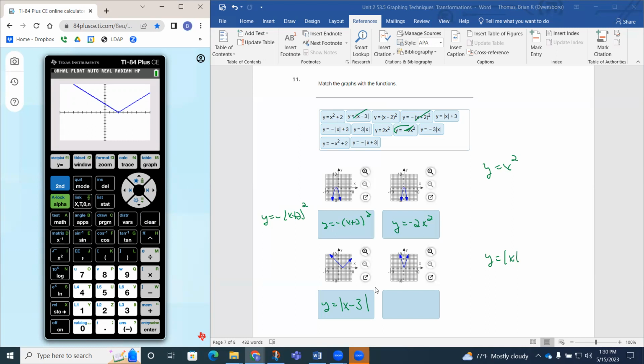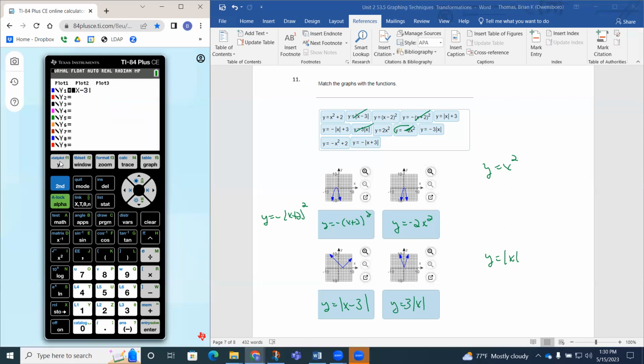The next one, it looks like there's no movement. It looks like it's just a little bit narrower. So it looks like that's a vertical stretch. So y should equal, it looks like it's going to be 3 times the absolute value of x. That'd be one way to look at it. That would make it kind of move vertically by 3. So I'm thinking this one here should match that.